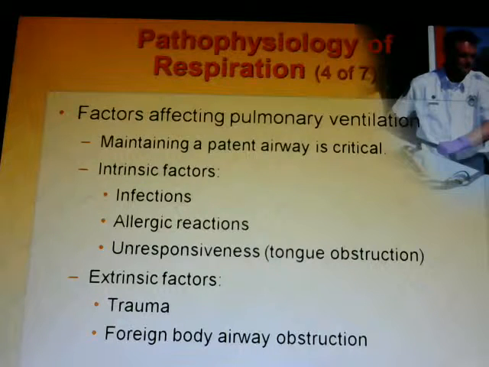Your extrinsic factors are going to be trauma, things that happen outside your body, and foreign body airway obstruction, which is something that came from the outside into your body, invading and obstructing your airway. Small kids would be like balls, bouncy balls. What do you call those things? Anything you think of, any little cars, anything that you notice, anybody under the age of 3 or 4, they pick it up, and it goes where? Right, it goes directly to their mouth. You are correct. And it can cause a foreign body obstruction.